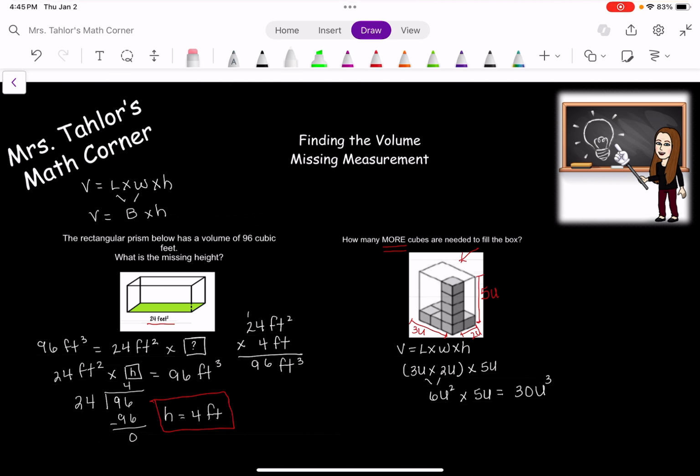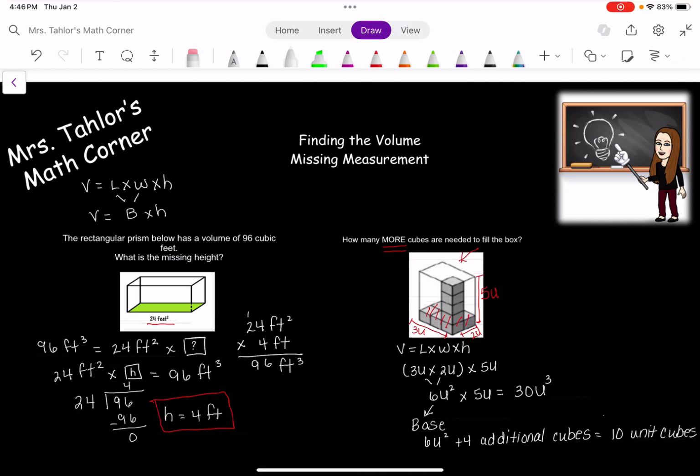Well, if I know that the total volume is 30 units cubed, and I figured out the base, the bottom part of this figure, and I know that the bottom part of the figure, or the base, is 6 units squared, I can add any other cubes already inside of the figure. There are 4 additional cubes. So the base plus 4 additional cubes tells me that there are 10 unit cubes in this figure.